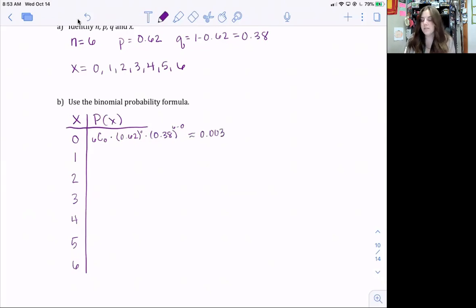Okay. Let's set up the second one. So we're going to have 6 combination 1 times 0.62 to the first power times 0.38 to the 6 minus 1 power, or you can write 5, either way. So go ahead and find that probability. You should get 0.029. Okay, so now I want you to go ahead and find each of the following probabilities, 2 through 6, and complete the table.